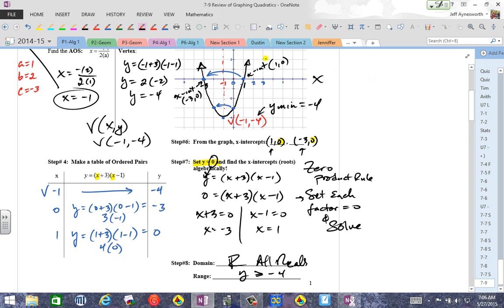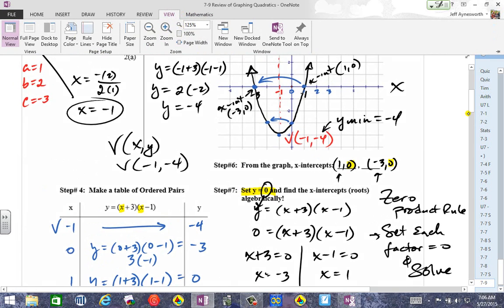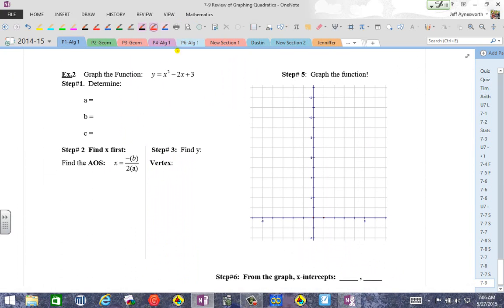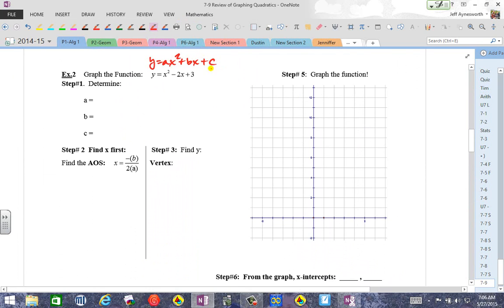So let's get some more experience here, and let's work with a couple other ones. You have 3 to do in this review. Now here, we start off with standard form. So y equals ax squared plus bx plus c. So I can already see that a is 1, b is negative 2, c is 3. So from here, you determine your values. This is standard form.